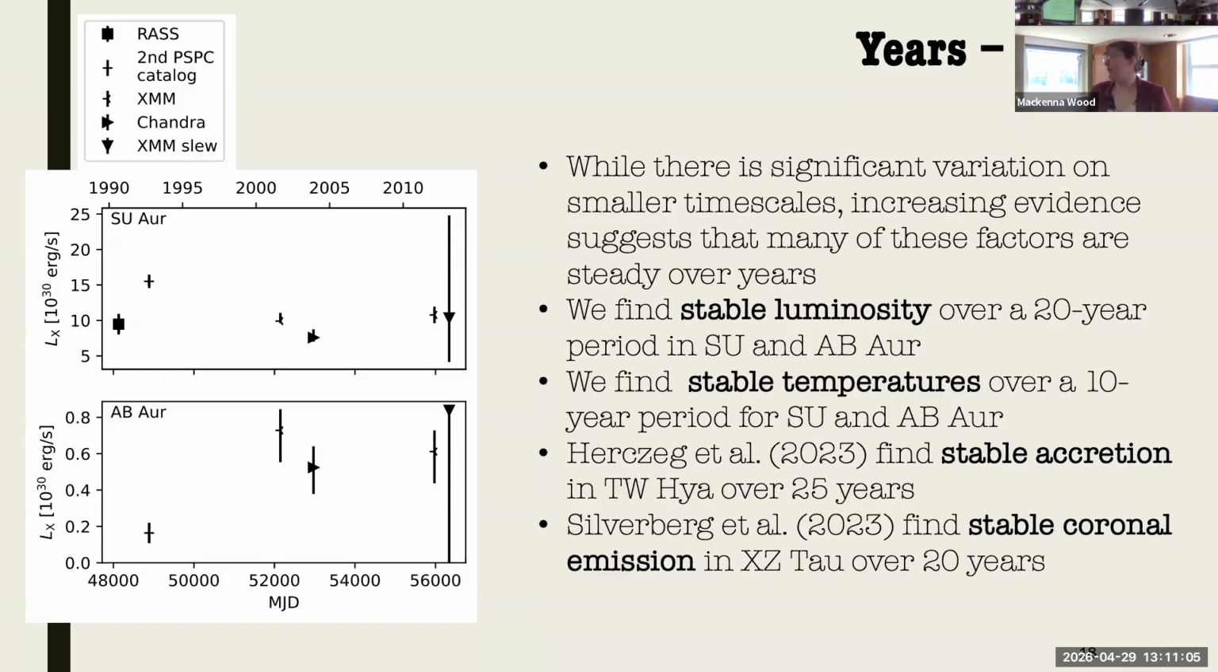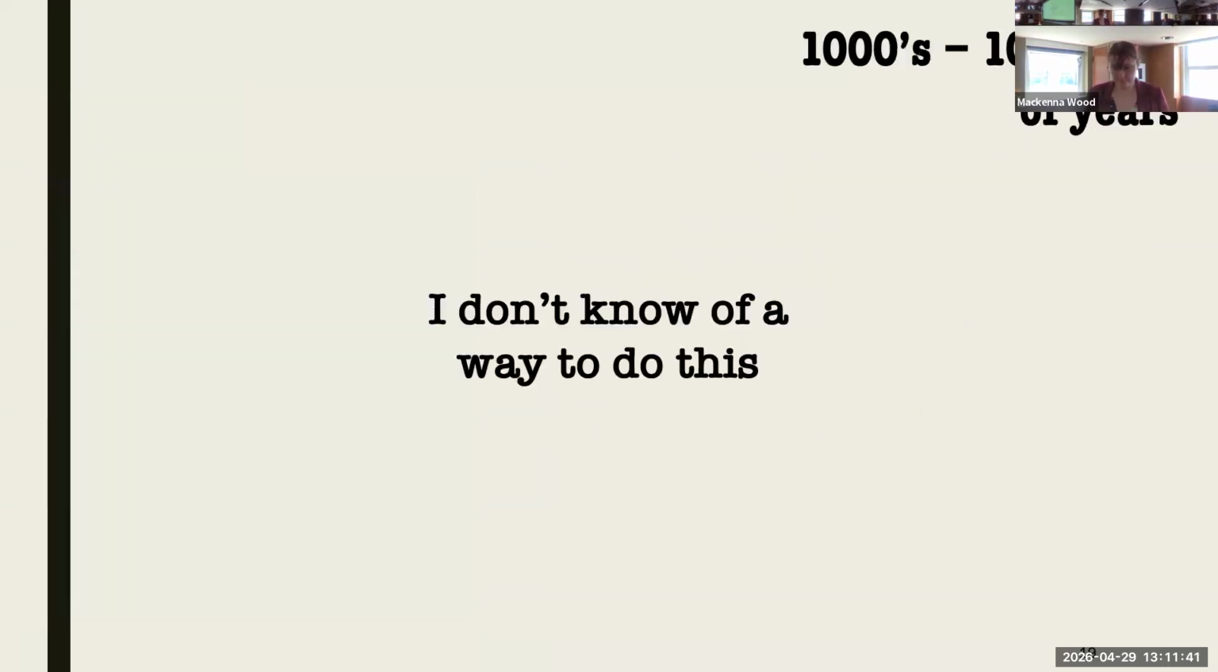Similarly, recent studies have found basically the same thing. Herczeg et al. 2023 found stable accretion in TW Hya over 25 years, although they did see changes in the short term during that same period. And Silverberg et al. 2023 found the same thing in XZ Tau, a stable coronal emission over the 20 years that the data covered. So now that we are able to see these stars over this longer period of time, it's looking like while they vary a lot on the short term, over this years to decades term, there's a lot less variation. Things are a lot more stable.